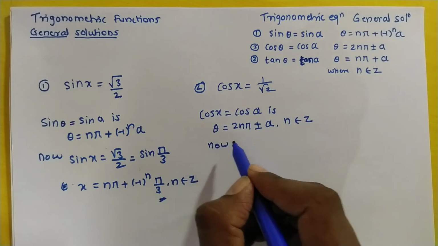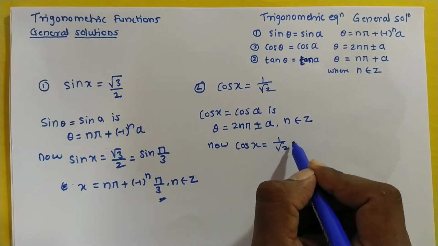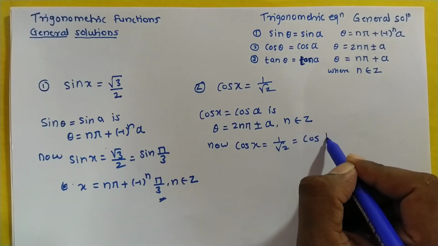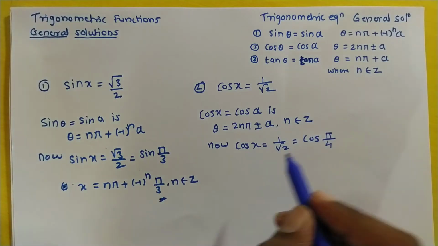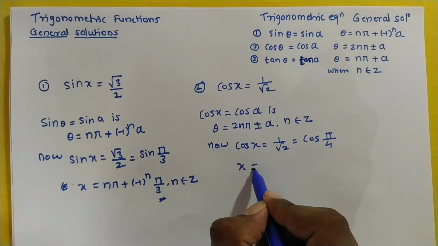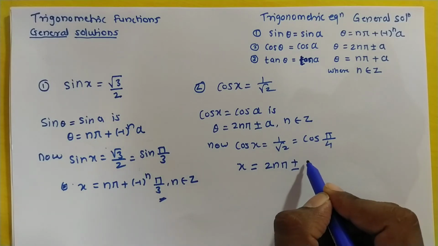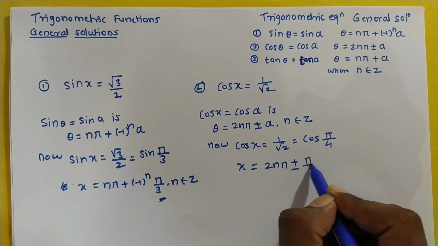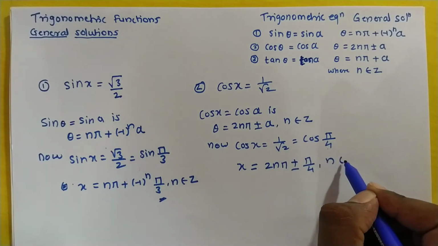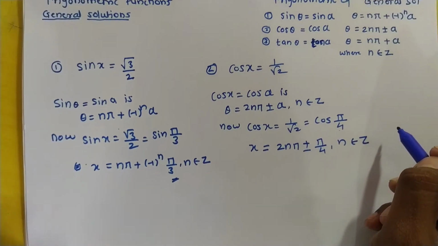So now cos x equal to 1 upon root 2 is equal to cos of pi by 4. We know that. Therefore the general solution is x equal to 2n pi plus or minus, so the value of alpha is pi by 4, where n belongs to Z. Now we take the next example.